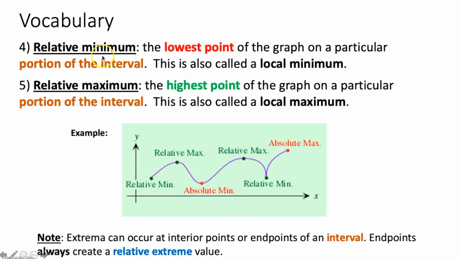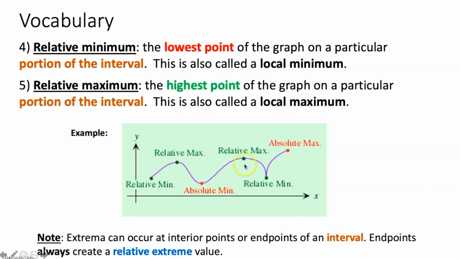A relative minimum would be the lowest point on the graph on a particular portion of the interval. So the lowest y value of the function on a particular portion of the interval. It's also called a local minimum. So local min and relative min mean the same thing. A relative maximum would be the highest point on the graph on a particular portion of the interval. So the highest y value for the function on a particular portion of the interval. It's also called a local maximum.